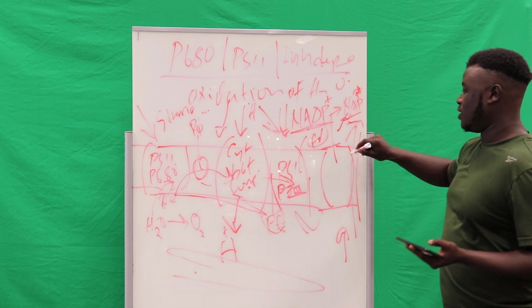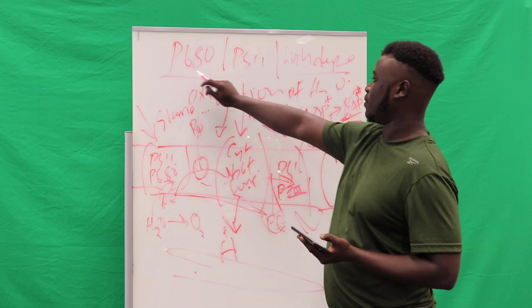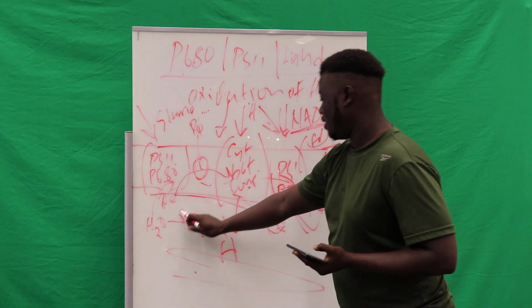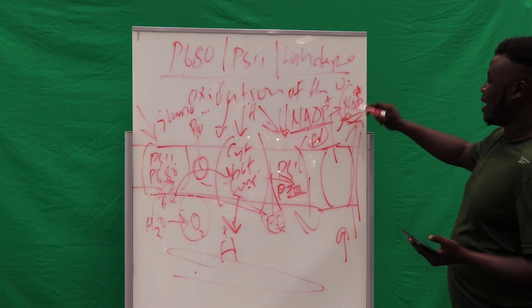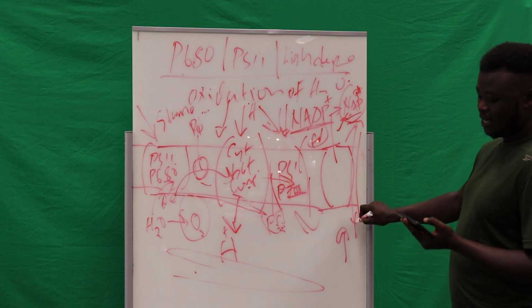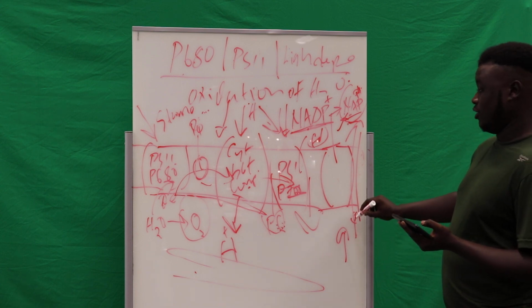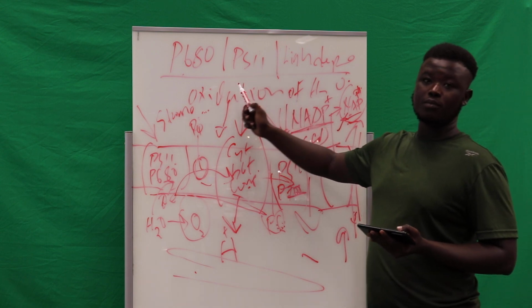So it's very important to notice that the most important products of this system are oxygen, NADPH, and ATP, which is formed by the ATP synthase. So that completes this photosystem.